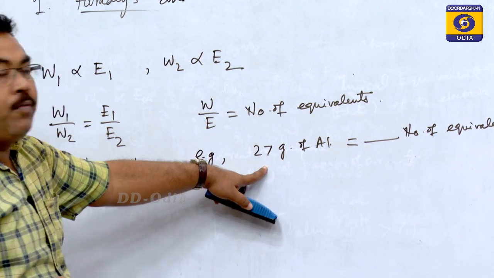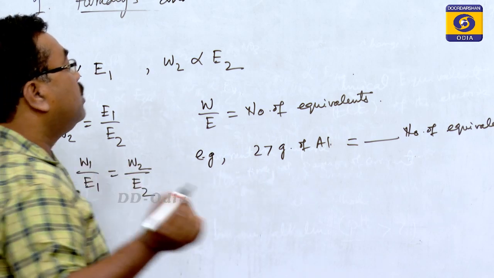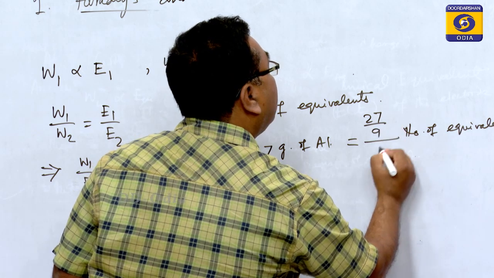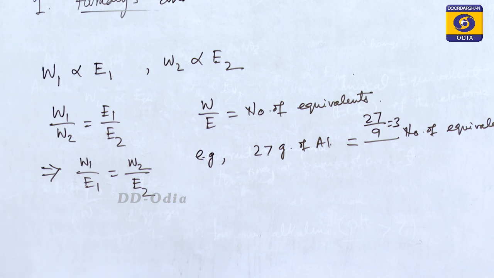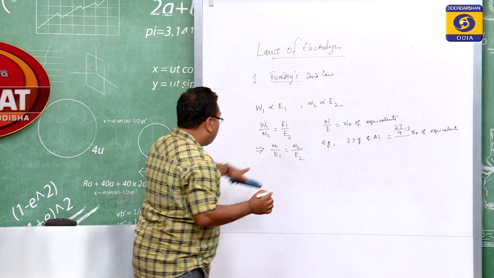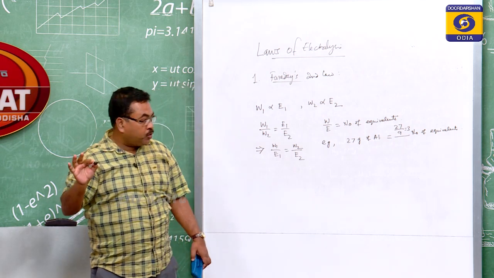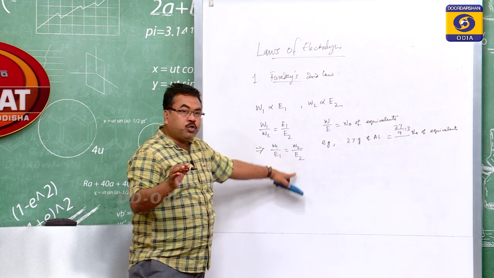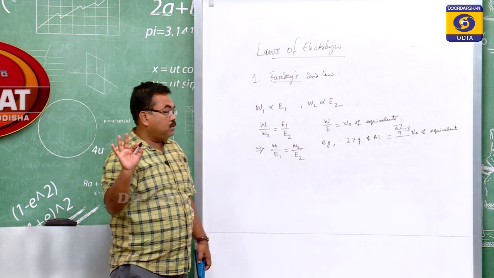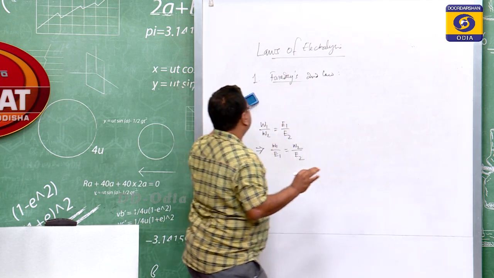The equivalent mass of aluminum is its atomic mass divided by valency, that is 3, so it will be 9. The result will be 27 divided by 9, which equals 3. So, 27 gram of aluminum represents 3 equivalents of aluminum. That means when the same quantity of charge is passed through two electrolytes 1 and 2, the number of equivalents produced at the electrodes are equal. This is the general outcome of Faraday's second law.